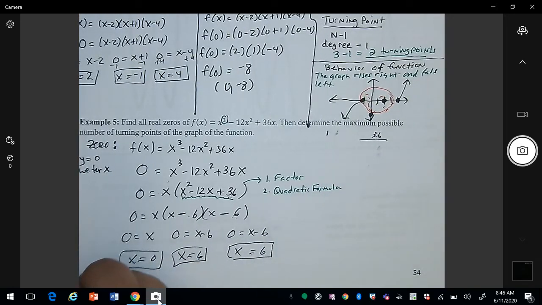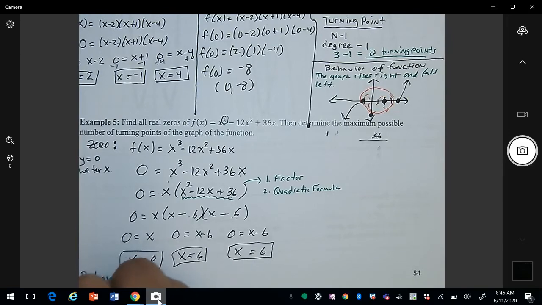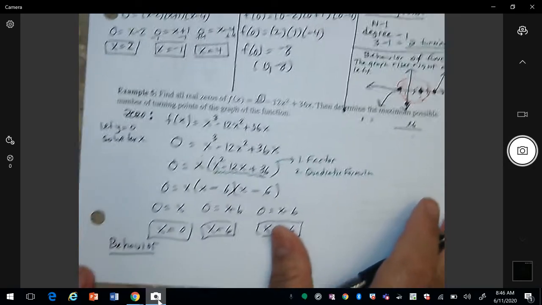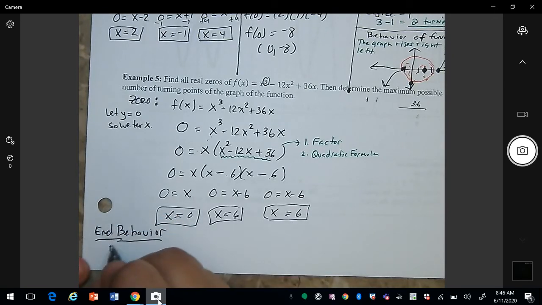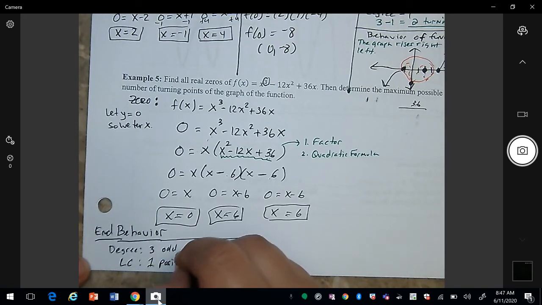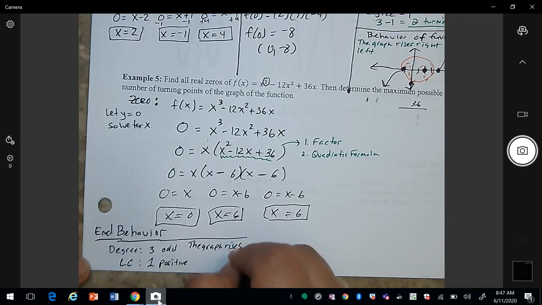And let's go ahead and look at the behavior. This is the end behavior. My degree is 3, which is odd. My leading coefficient is 1, which is positive. So my behavior is going to be that the graph rises right and falls left.